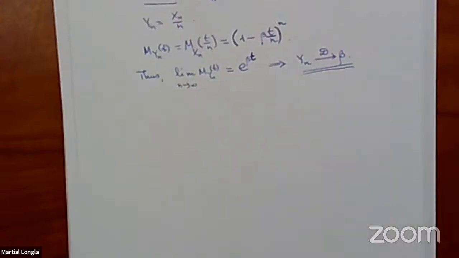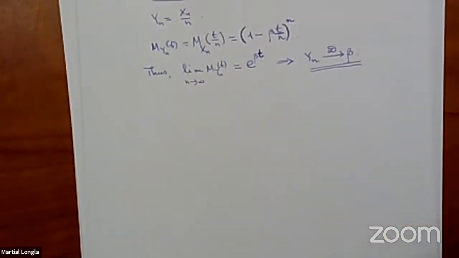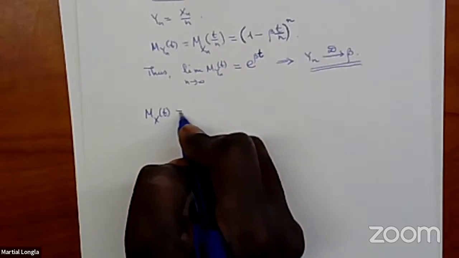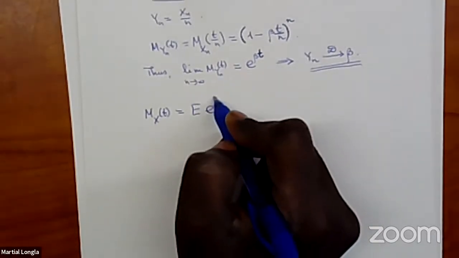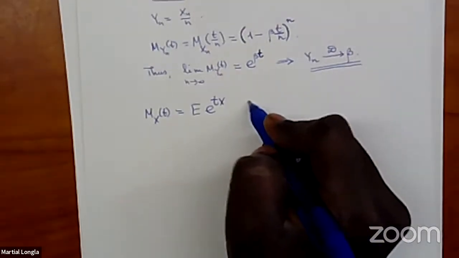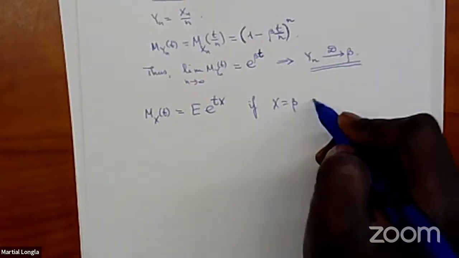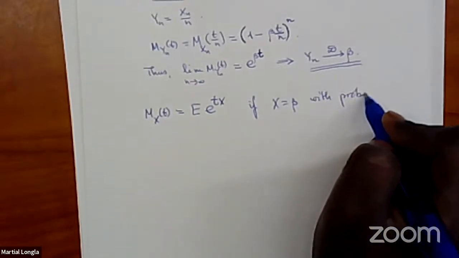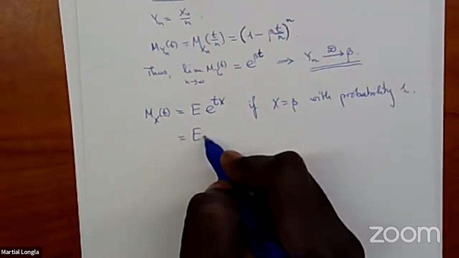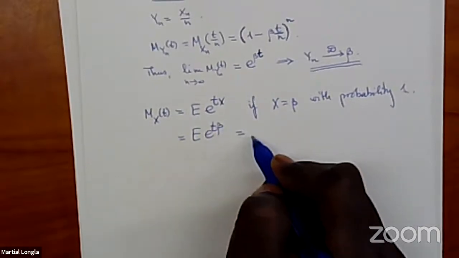Well, what's the definition of the moment generating function? M_X of t equals the expected value of e to the tX, right? Are we in agreement? Okay. Now, if X equals beta with probability 1, what is this? Expected value of e to the t beta. What is this?